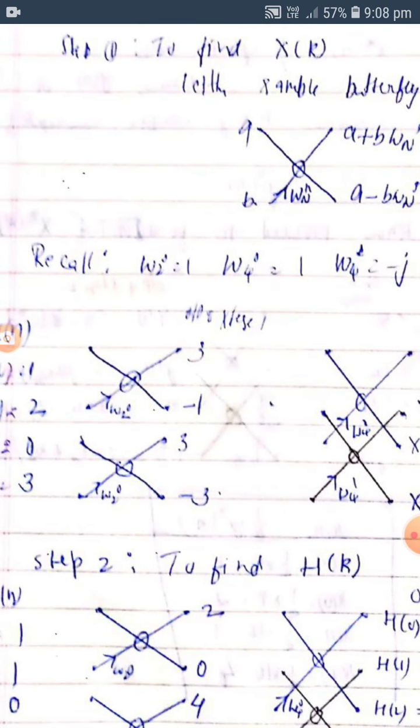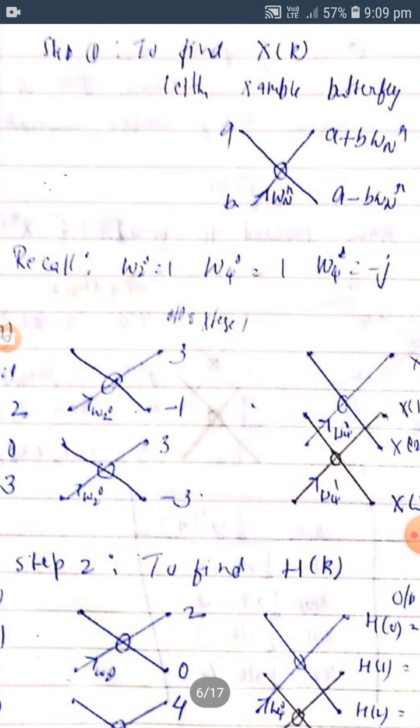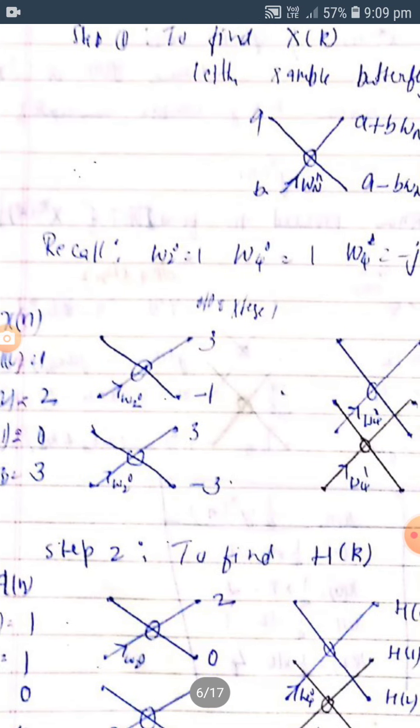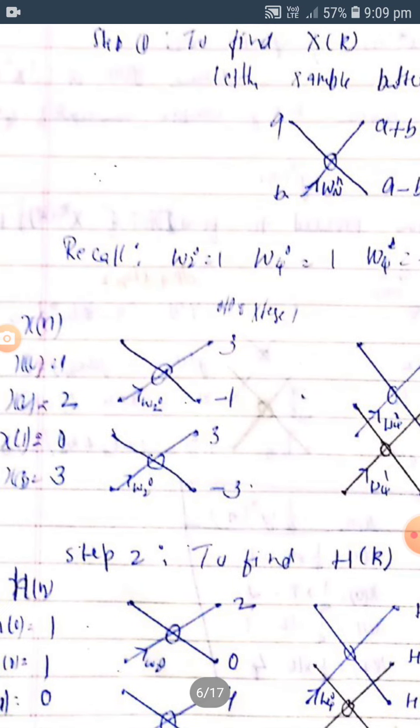Similarly, for the B line output, the 1 goes directly here. Then 1 minus 2 into omega 2 power of 0, and omega 2 power of 0 will be 1. Then 1 minus 2, that means minus 1. Similarly, you can calculate the next two group samples. Again here, x of 1 will be 0. Then x of 3 will be 3. Then x of 0, which is 1, goes directly.